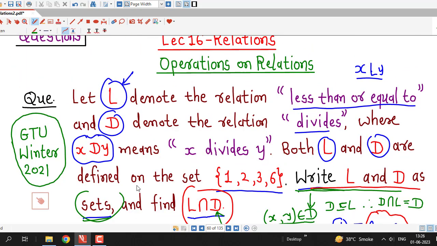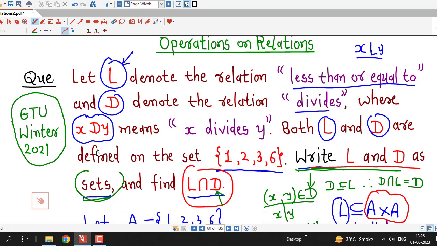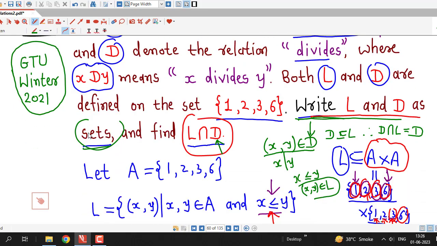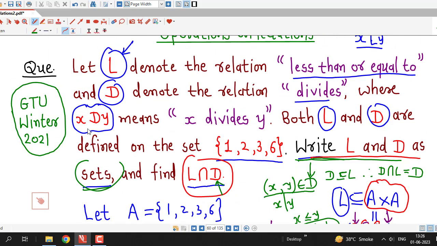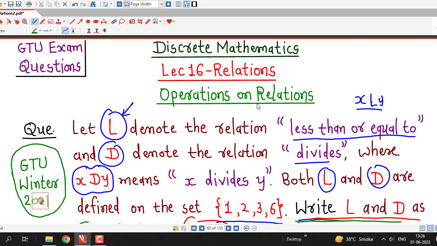They ask this type of questions on operations on relations in GTU exams. So this is all about this session, and we will continue this series on relations in upcoming lectures.